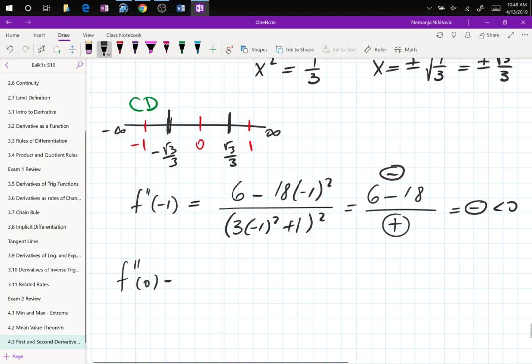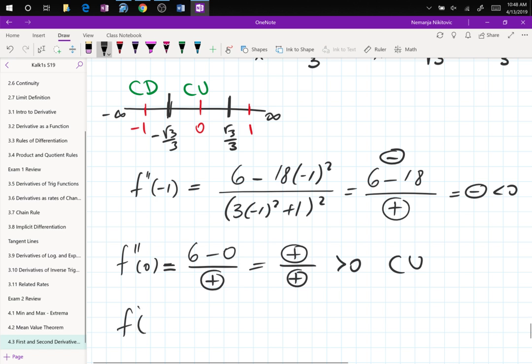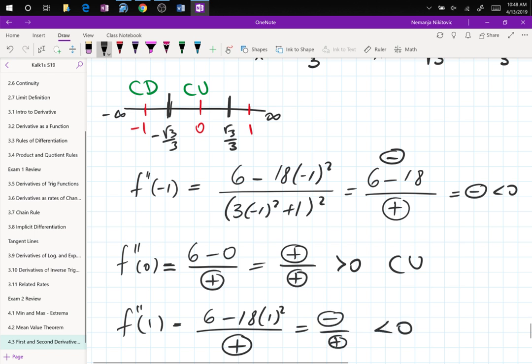F double prime at 0. 6 minus 0 over a positive number. It's positive divided by a positive, right? So concave up, larger than 0, right? Concave up. And finally, second derivative at 1 is the same as the first one, right? Because it's 1 squared over, again, a positive. So that's going to be a negative divided by a positive, less than 0. So we have concave down.